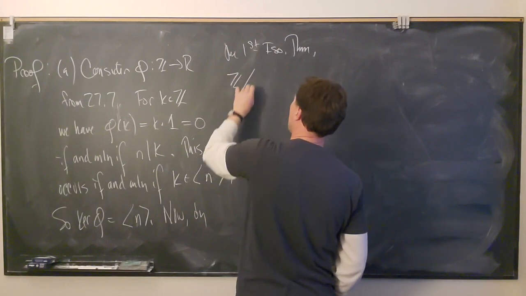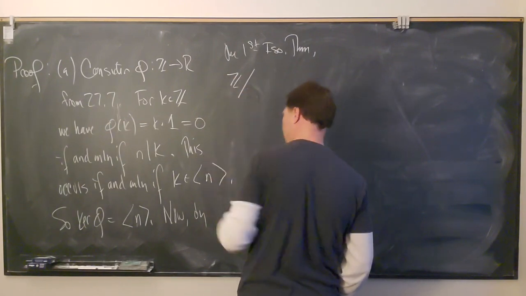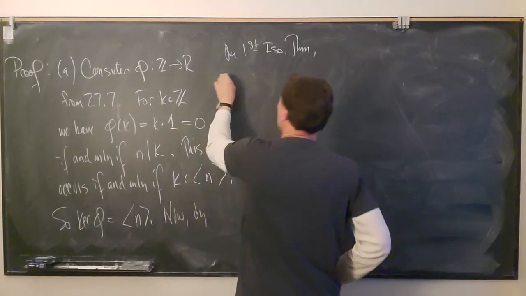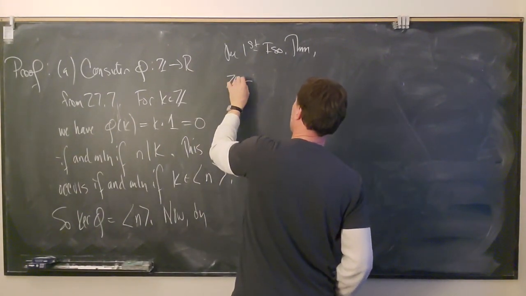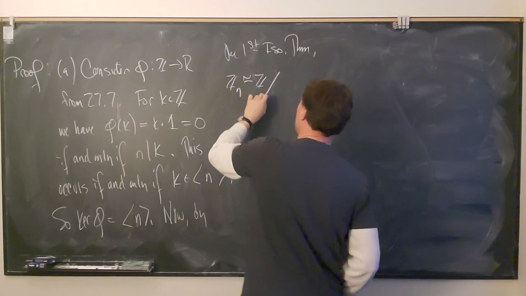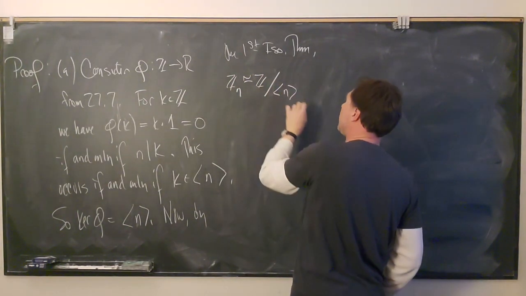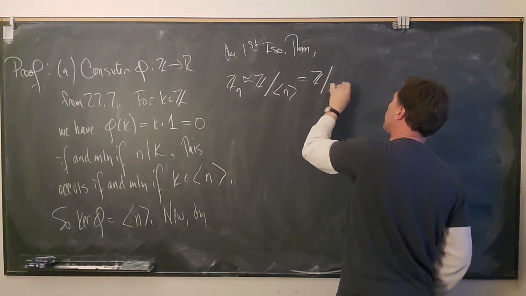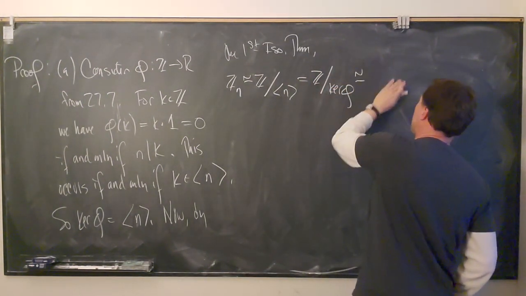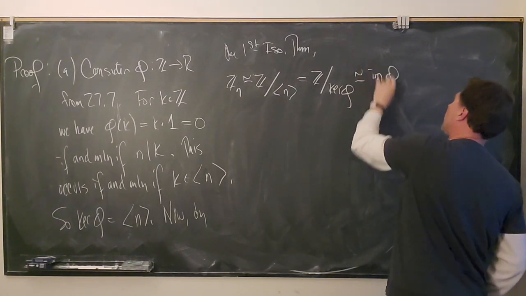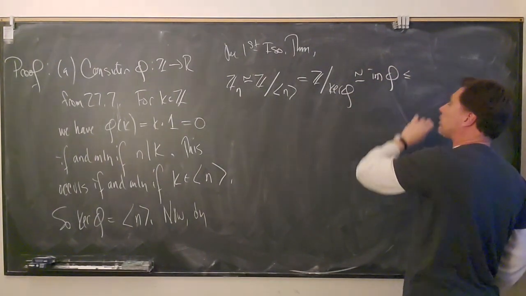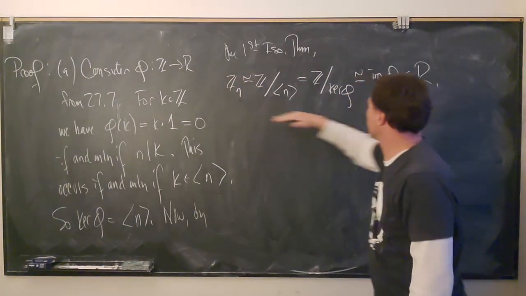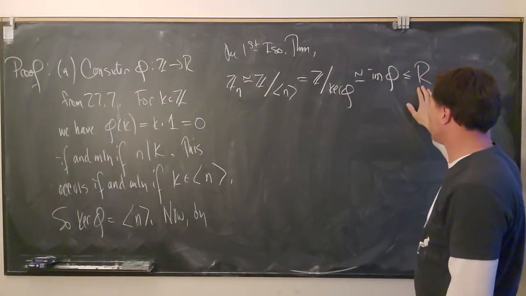Let's actually write this out nicely. So what we have is, we know that Zn is isomorphic to Z mod the ideal generated by n, which is equal to Z mod the kernel of phi, which we know is isomorphic to the image of phi, and we know that that is a subring of R, right? So that tells us that Zn is isomorphic to a subring of R.